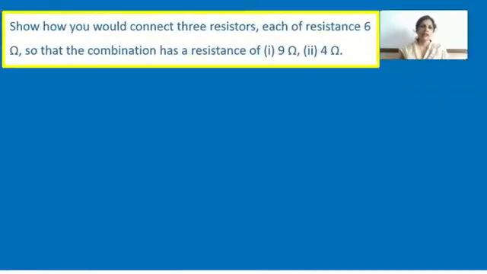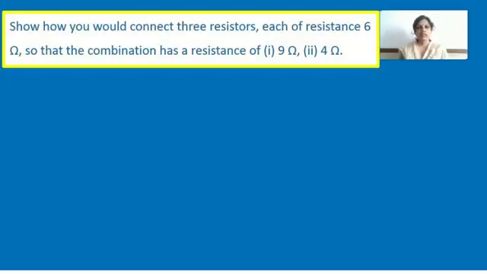Okay, now let's move to the next sum, and this is an interesting and good sum. Have a look at this. This is important also. Show how you would connect 3 resistors, each of resistance 6 ohm, so that the combination has a resistance of 9 ohm and 4 ohm.